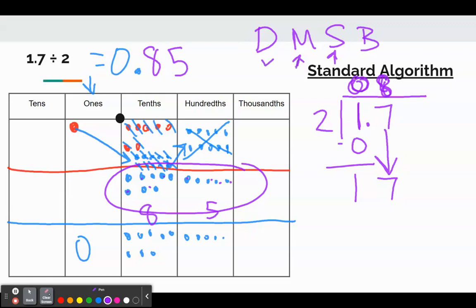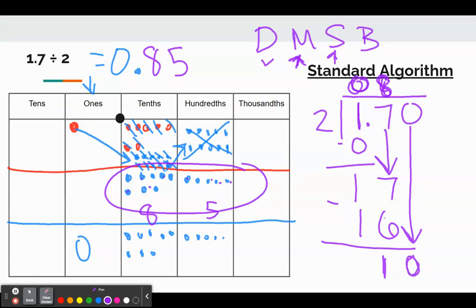Now we have to multiply. So 8 times 2 is 16. Now I need to subtract. So I have 1/10 left over. Okay, so now I'm going to take a 0 because I don't have any hundredths, and I'm going to bring that down. That's showing me that I'm taking my tenth and turning it into hundredths. So now I have 10 hundredths.